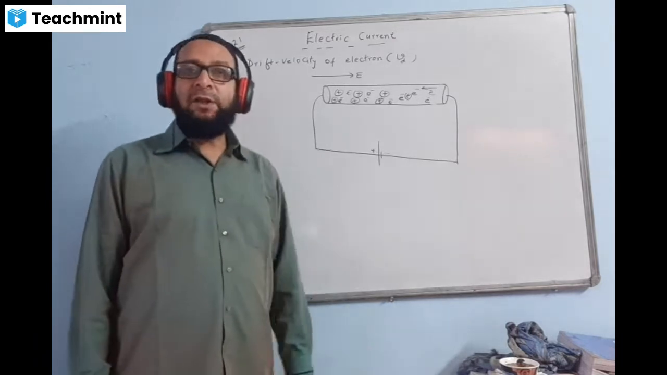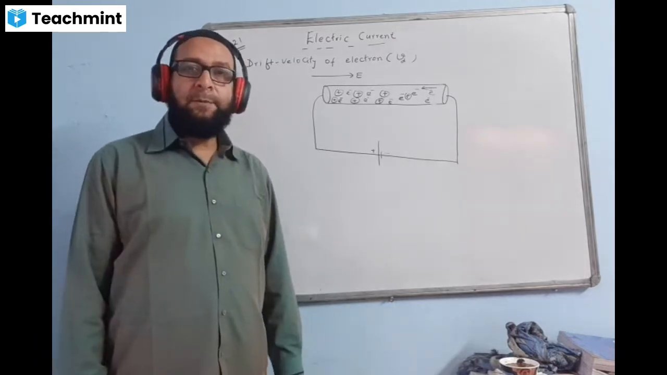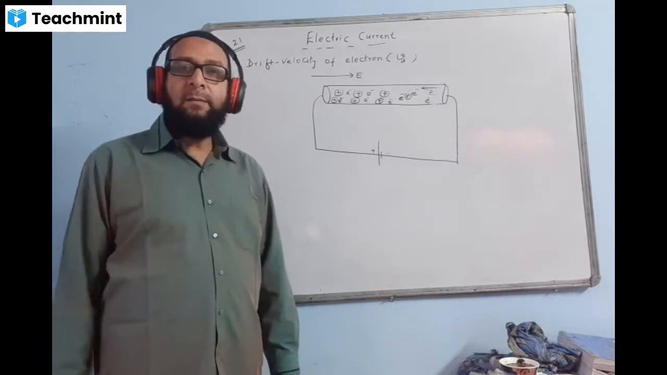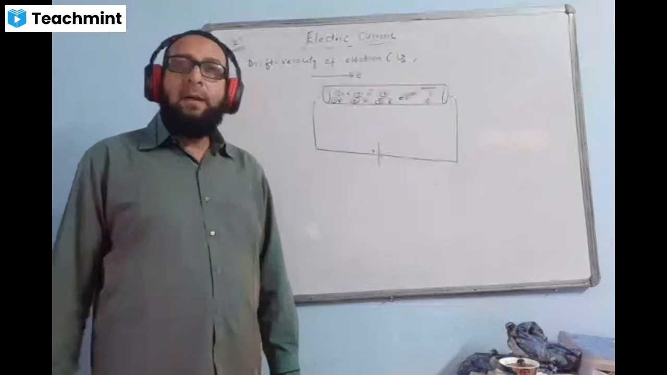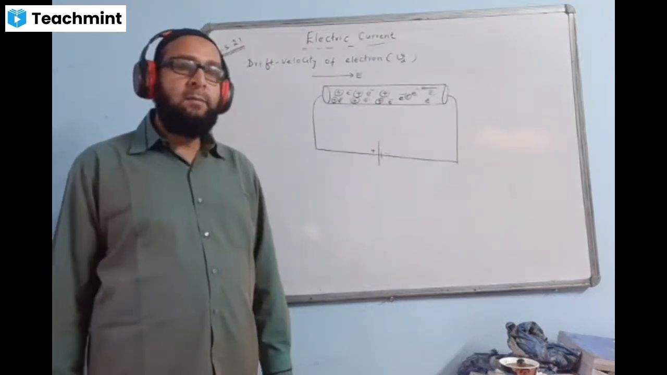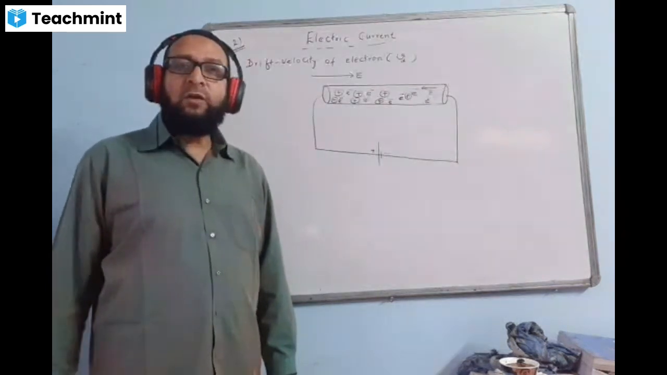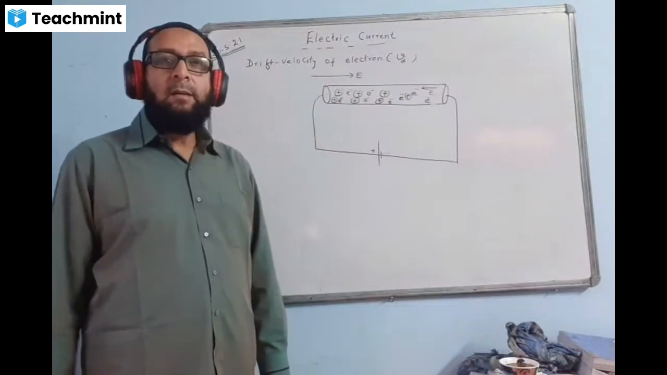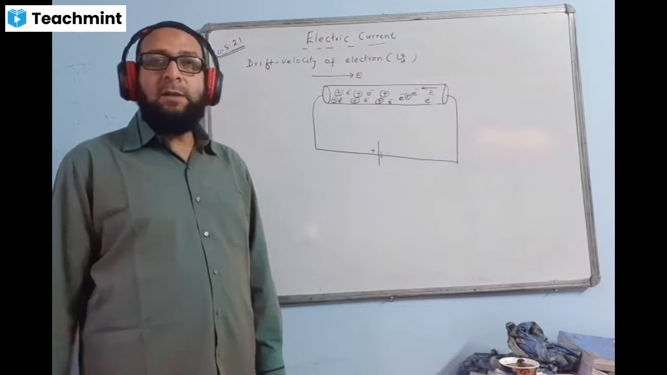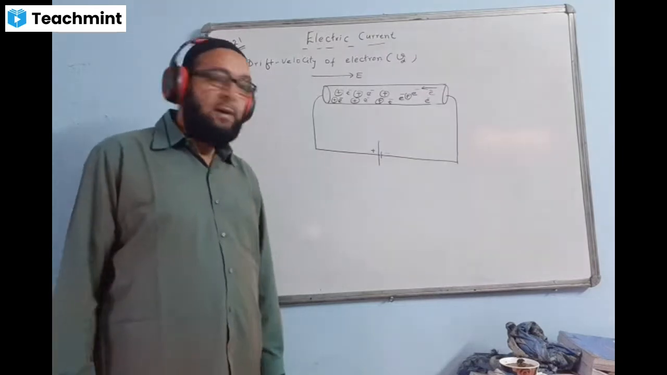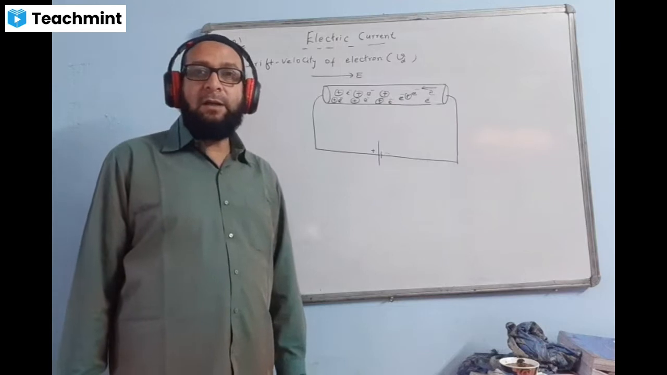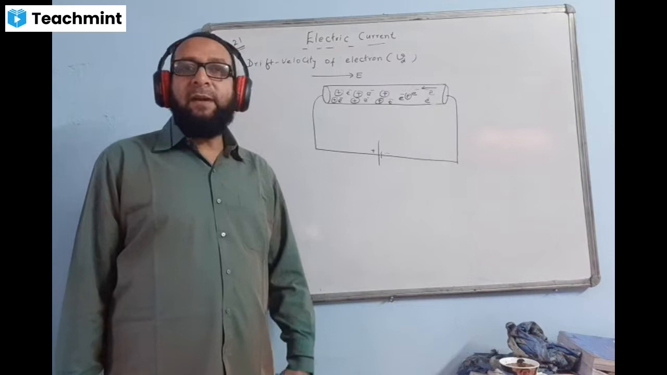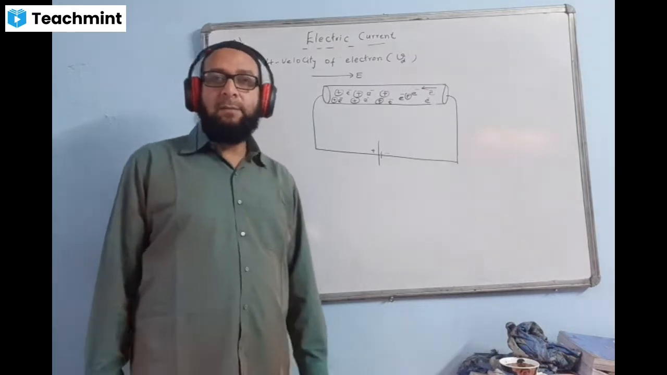Now write down below this the relationship between the drift velocity and the current. That is the heading. Relationship between drift velocity and current.